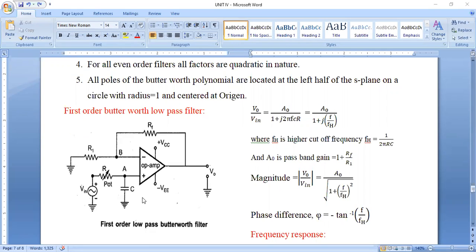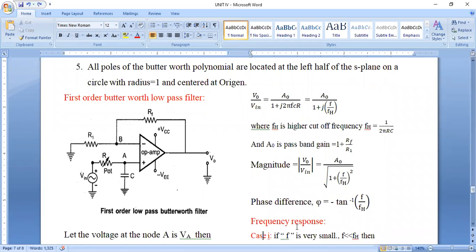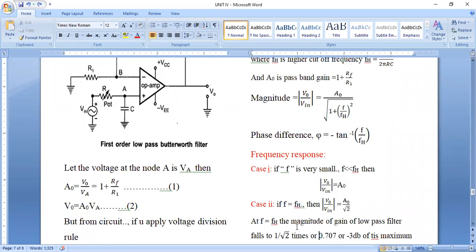So if we go to the analysis, the entire analysis is about the transfer function response. The important thing is the transfer function calculation. To calculate the transfer function, first we have to calculate the gain. Gain calculation is very, very important in analyzing the first order Butterworth filter.